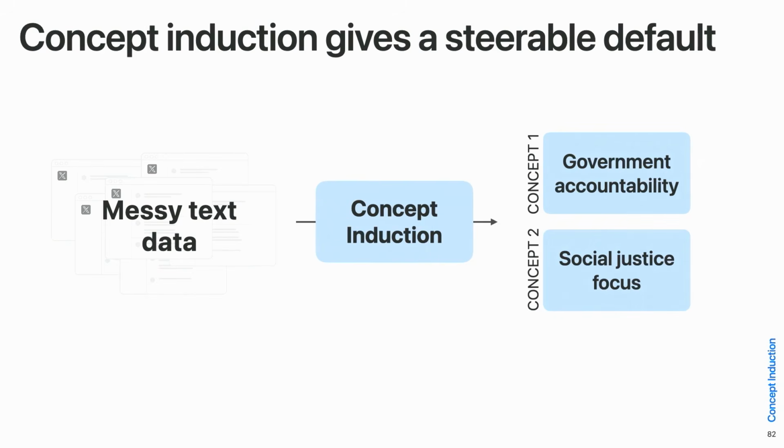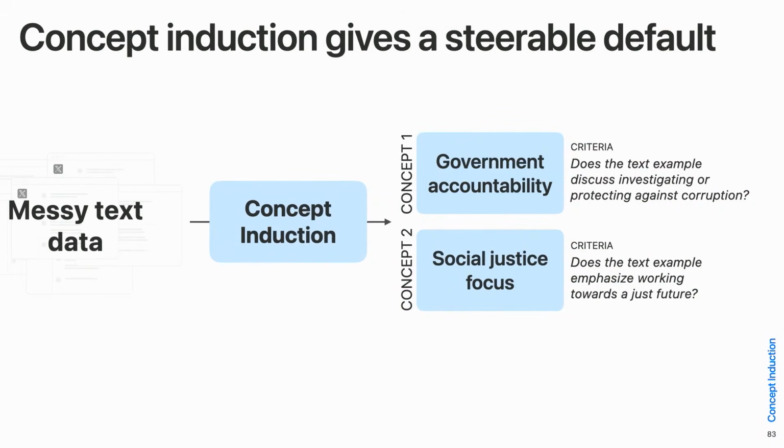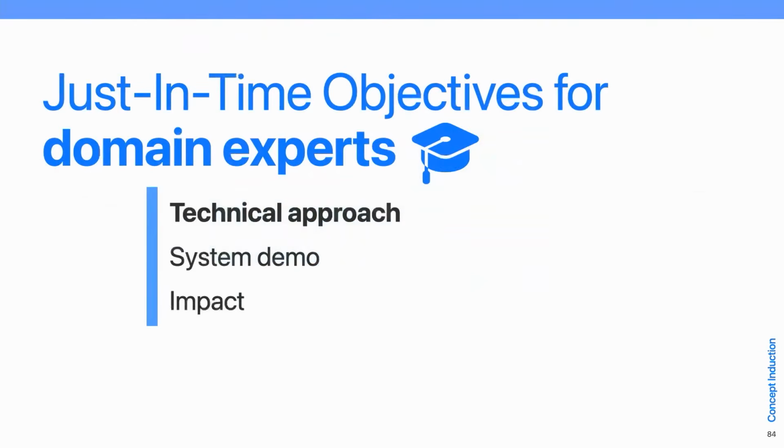We introduced concept induction, which is an approach for surfacing high-level concepts from unstructured text, where our goal here is to make the default output steerable by design. So instead of vague keywords, concepts are natural language descriptions like government accountability, and they're defined by explicit inclusion criteria. And that means that you can understand the default output, but you can also turn it around and steer it based on your specific interests. So maybe I'm interested in federal government accountability, or maybe I have a different definition of accountability that I want to insert.